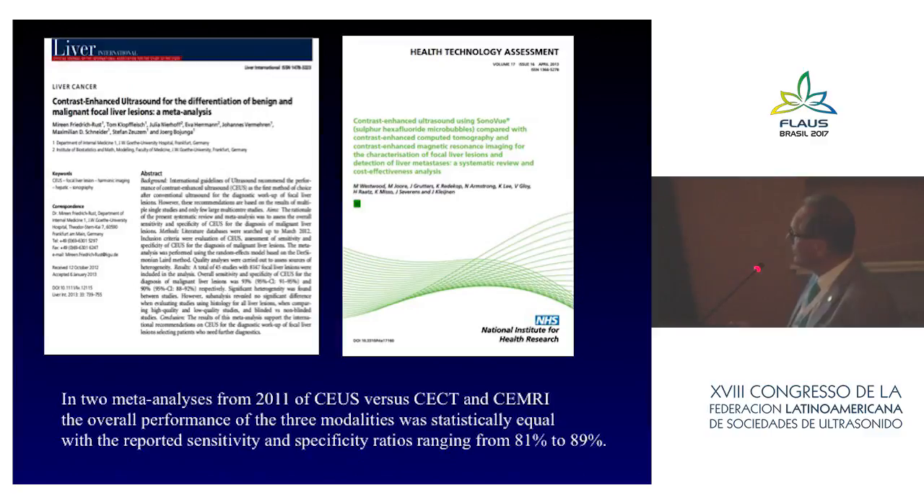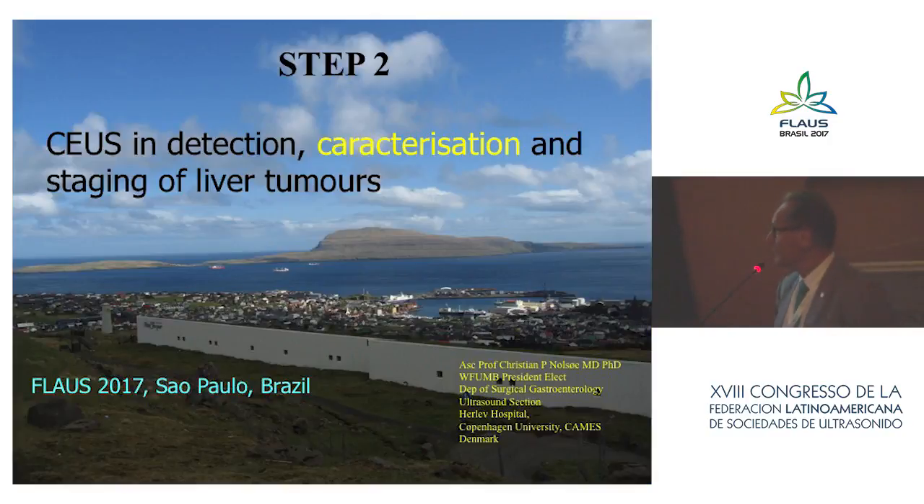These are two studies that I would go into a little detail with later, but just want to show you here that the sensitivity and specificity of CEUS compared to CT and MRI was the same. They are in the range between 80 and 90, and it is the same whether you use CT or MRI. Maybe you don't see the same lesion with CT as with CEUS, but the specificity overall is just as good.